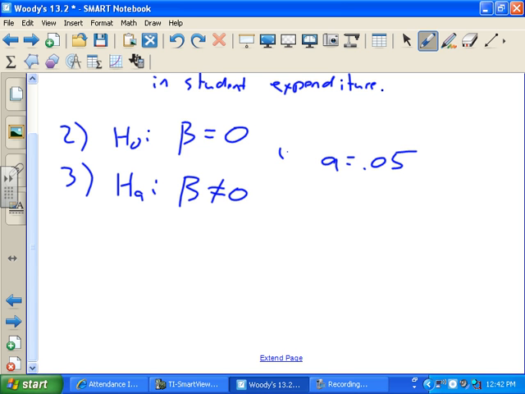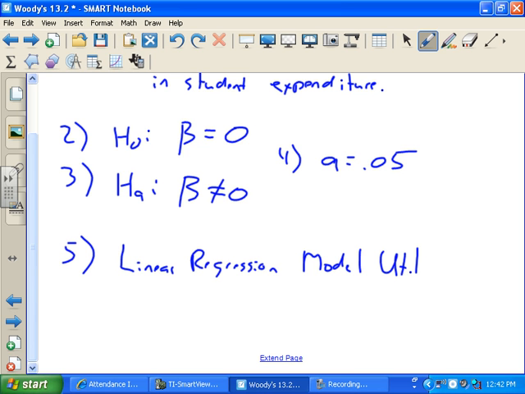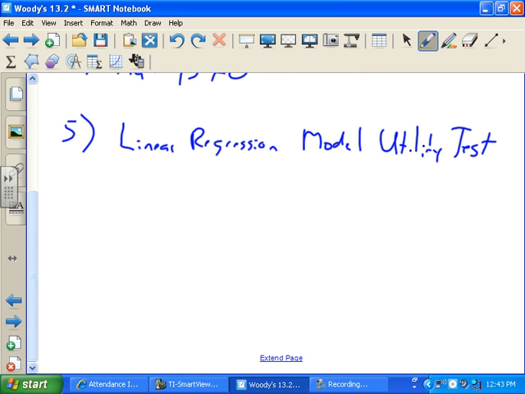That was step 4 there. Step 5, name the test you're doing. This is a linear regression model utility test. Can we abbreviate that as much on the AP exam, or just write it all the way out? Write it out. They will probably script you model utility test. In other words, they'll say perform a model utility test.